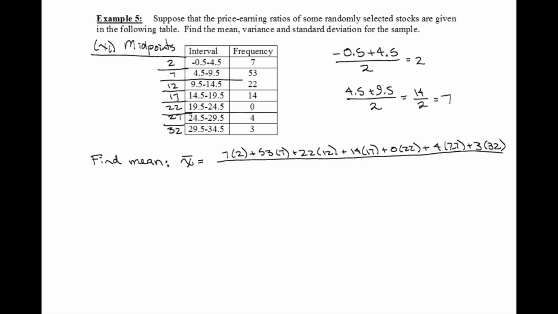How many are we going to divide by? Think carefully on this one. How many measurements do we have? We have a lot more than just the number of frequency classes. If you're tempted to count the frequency classes, 1, 2, 3, 4, 5, 6, 7, realize that doesn't tell you how many data points you have. These frequencies tell you how many are in each of those. So to get the number of measurements, we're going to have to add the frequencies.